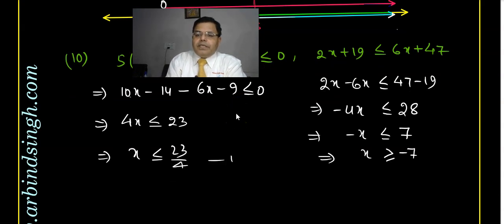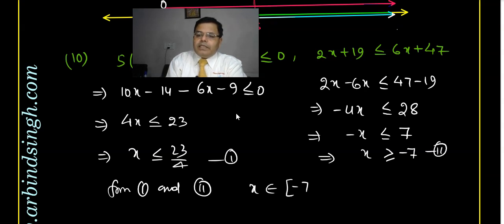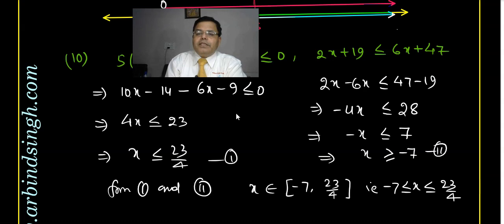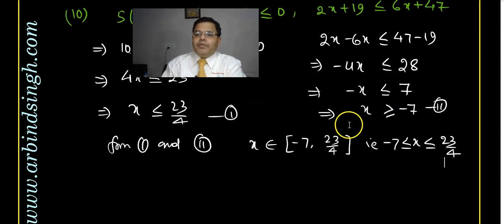So from first and second, this is first, this is second. From first and second, we can say that x belongs to minus 7 and 23 by 4. This is the common solution. That is, we can write x is greater than minus 7 and less than or equal to 23 by 4. This is the solution. On number line, if you want to represent it, again you can do the same thing. Let me represent on number line.